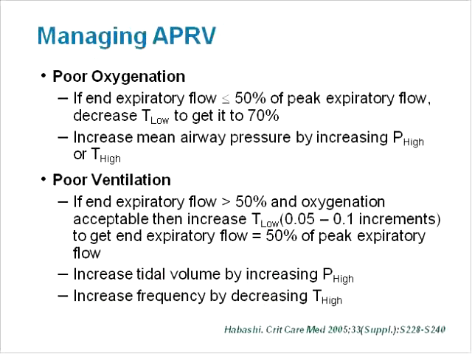If ventilation is poor, again check end expiratory flow. If it is greater than 50% and oxygenation is acceptable, then decrease T-low to get end expiratory flow to equal about 50%. This will increase the tidal volume exhaled from a mandatory breath. Tidal volume can also be increased by increasing P-high. Of course, minute ventilation can also be increased by increasing the frequency of mandatory breaths by decreasing T-high.